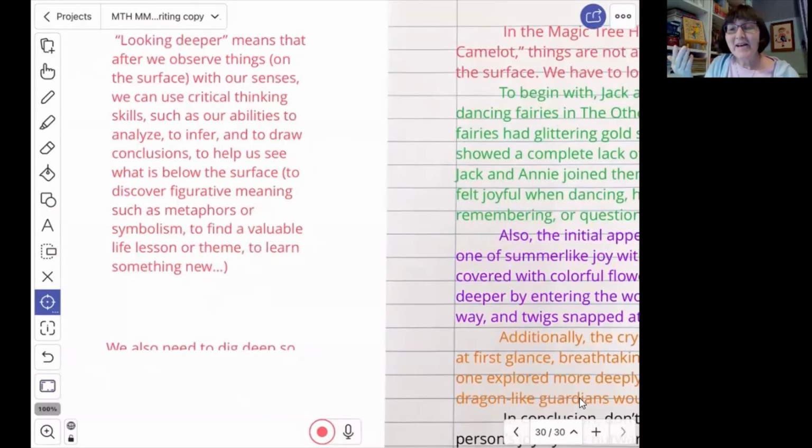I thought about the definition of an inference. The words aren't spoken or written down. You just have clues, and you have to put the clues together in order to make an inference.